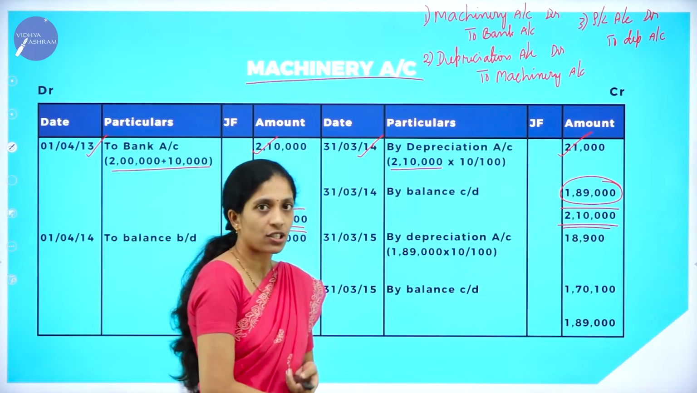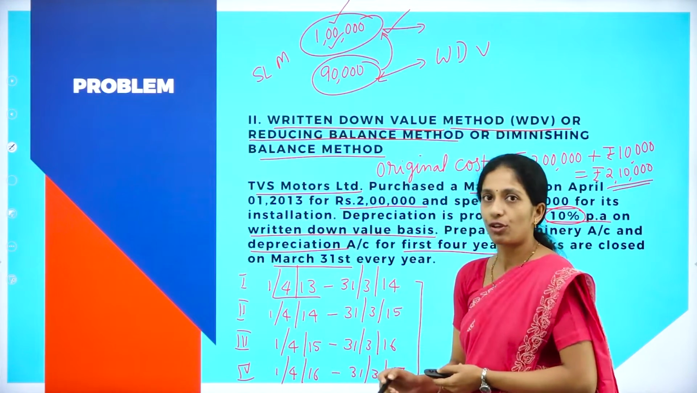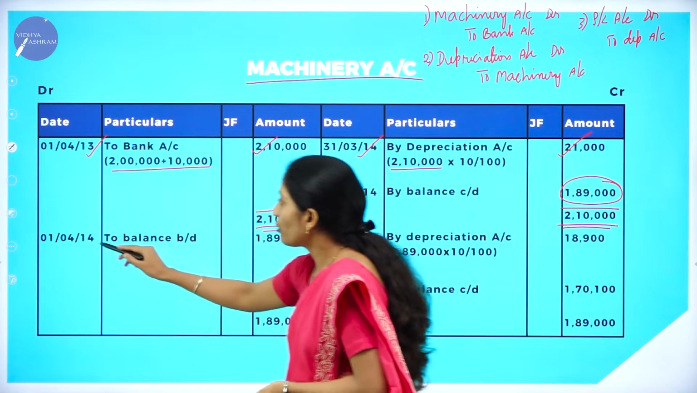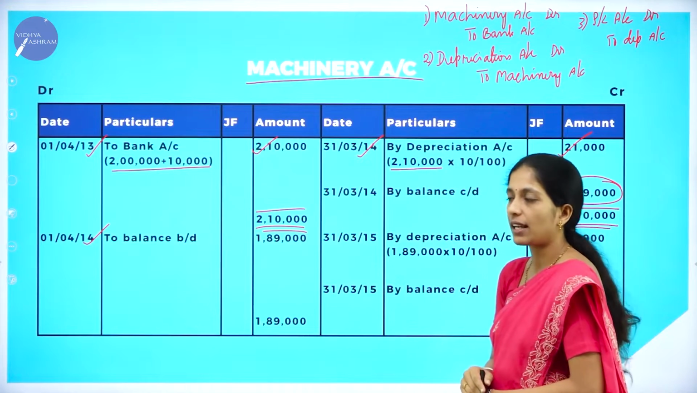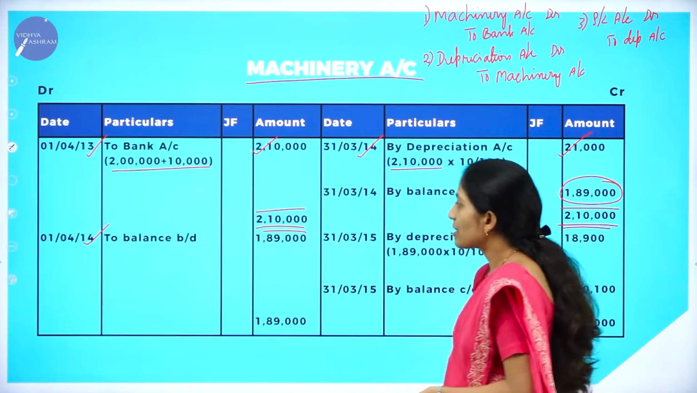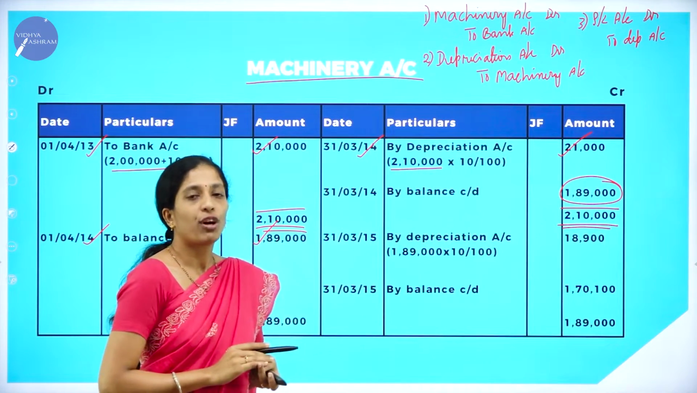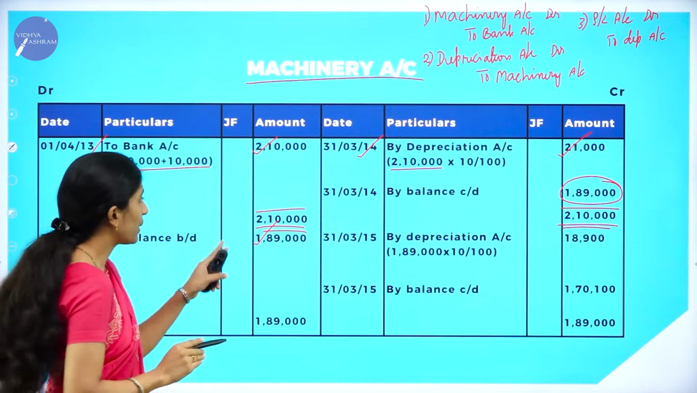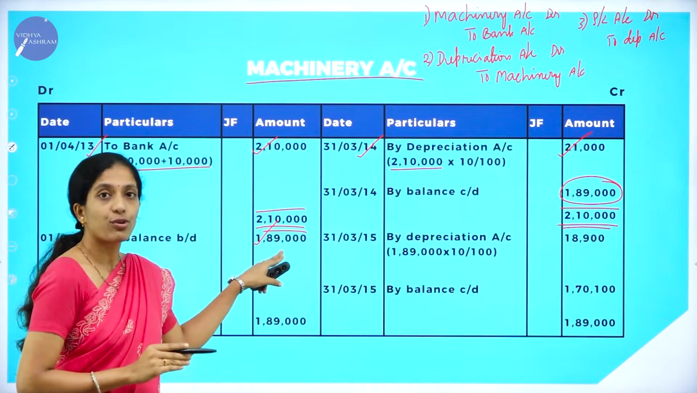Now coming to the next year. So next year beginning, what is the date? 1/4/2014. So second year, 1/4/2014, to balance brought down. Whatever the amount you have carried down in the previous year, bring down that balance. So to balance brought down 1 lakh 89,000. Now since we are following the written down value method, in the second year we are going to calculate on this value, that is on the reduced value.